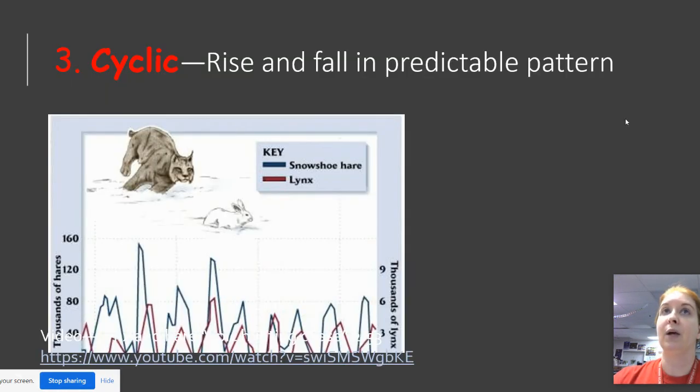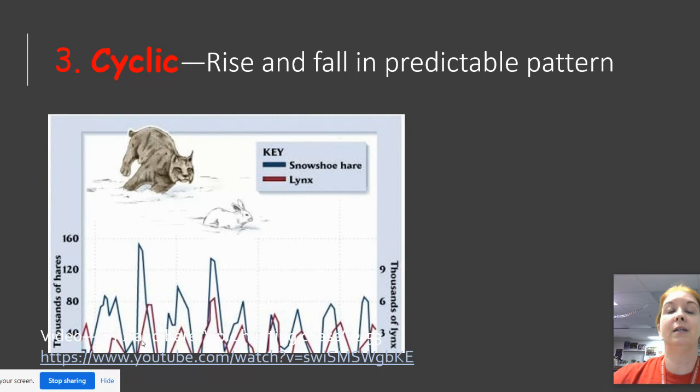And then we have cyclical. These are going to have rise and fall in predictable patterns. So the blue line is the snowshoe hare and the red line is the lynx. So you have a whole bunch of snowshoe hare, but then you can see there's a decent chunk of lynx following behind them. So that's going to pull that population back down. As the lynx population goes up, you can see the snowshoe hare population comes back down. But now that the snowshoe hare population is down, the lynx population is going to crash because they have no food. If there are fewer lynx, then there will be lots of snowshoe hares.